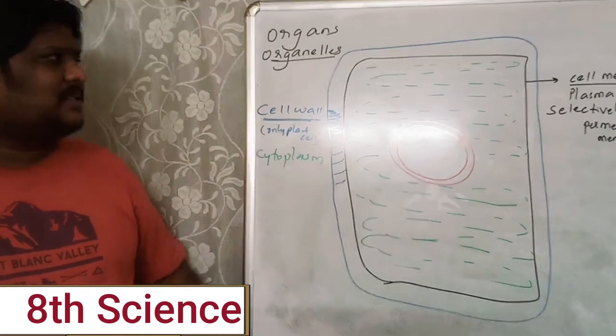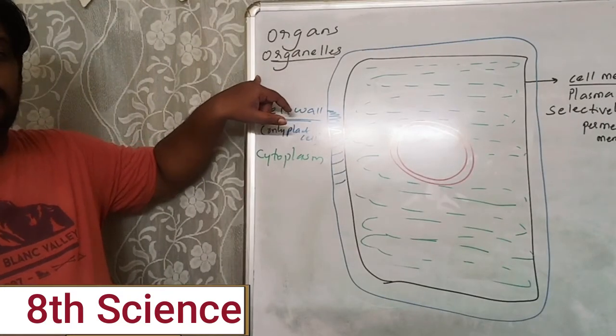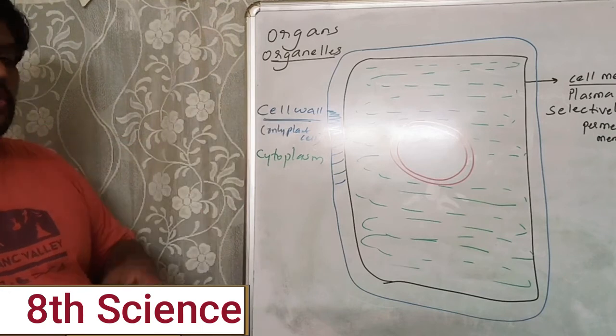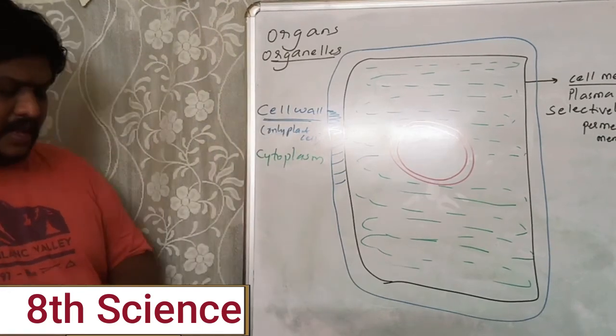So the cytoplasm, cell wall, cell membrane, nucleus, all these are called cell organelles. What do you call them? Cell organelles.